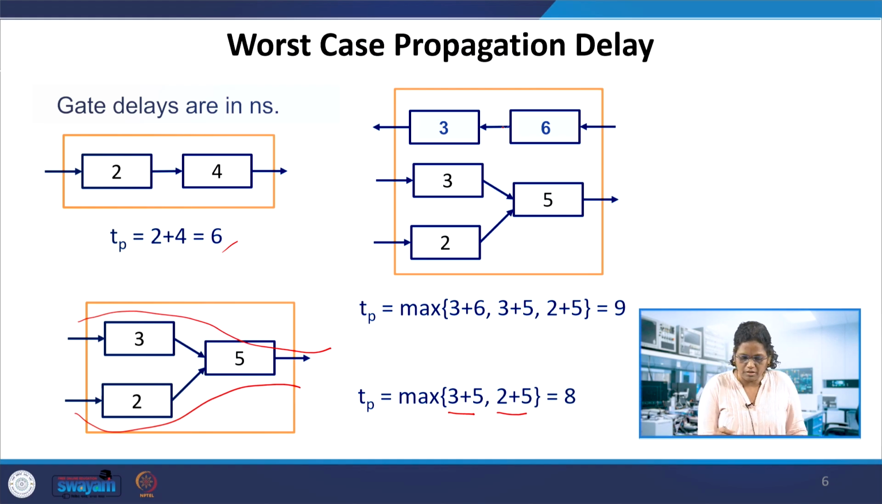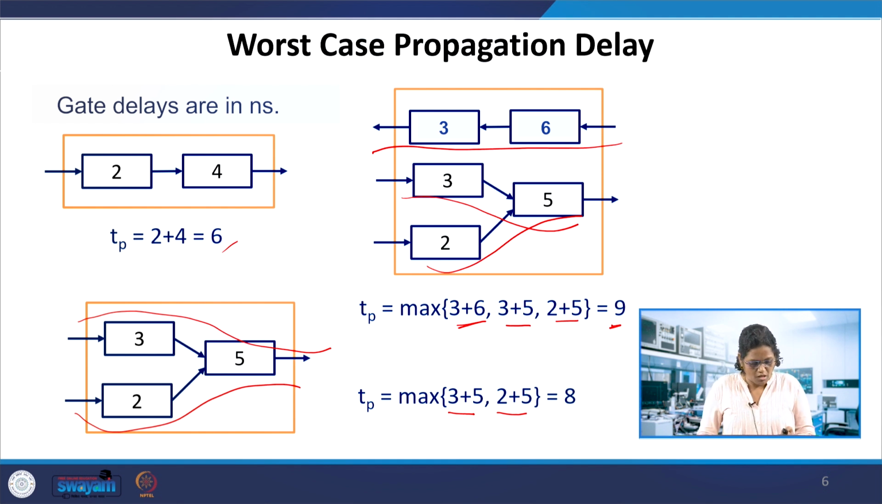In this case again, you have multiple paths. If you identify them, one path from input to output goes through 6 plus 3, which is 9. Another is 3 plus 5, and there is another path with 2 plus 5. The maximum of these would be 9. So the propagation delay should be taken as the worst case delay, the maximum over all paths from input to output.